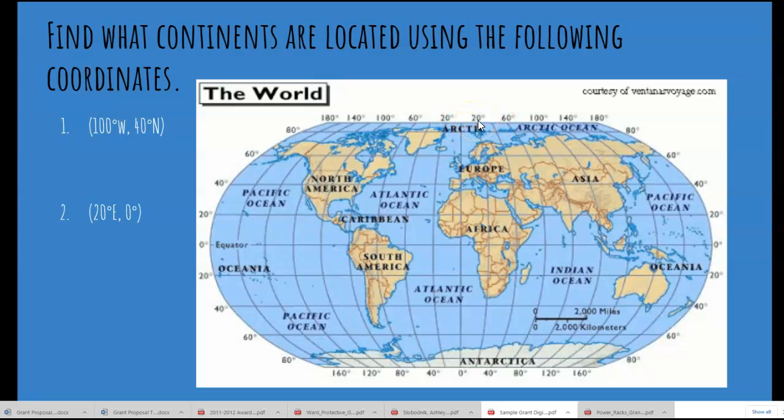But it says to find 0 degrees, so I'm going to kind of go all the way down. Here's 60, 40, 20, 0. Oh, I'm on the equator. What continent did we land on? If you said Africa, you are so correct. Great job.